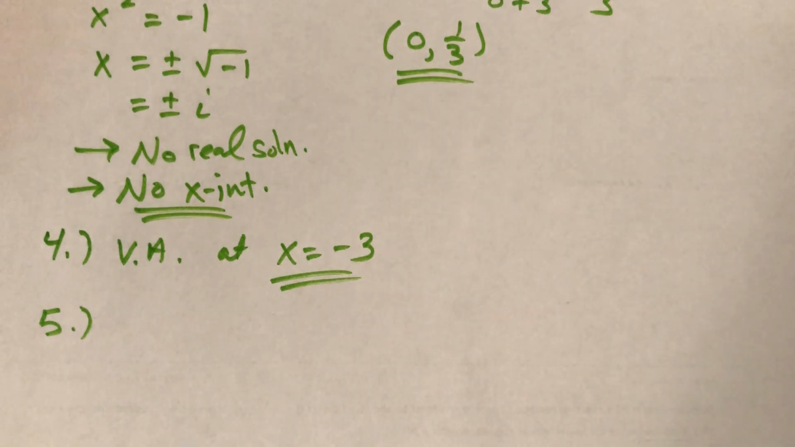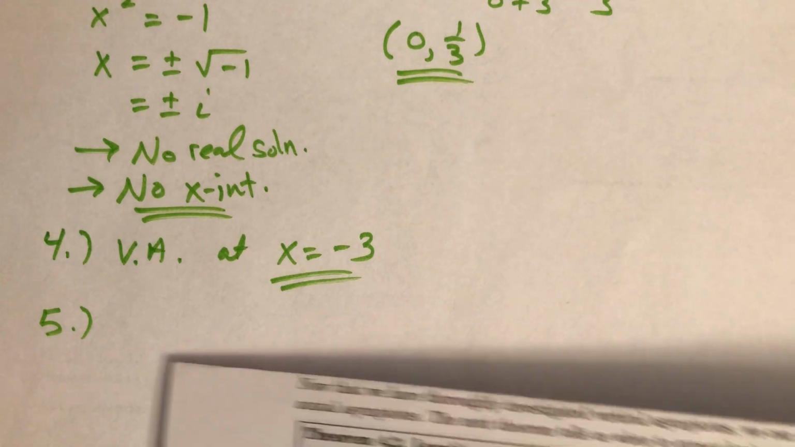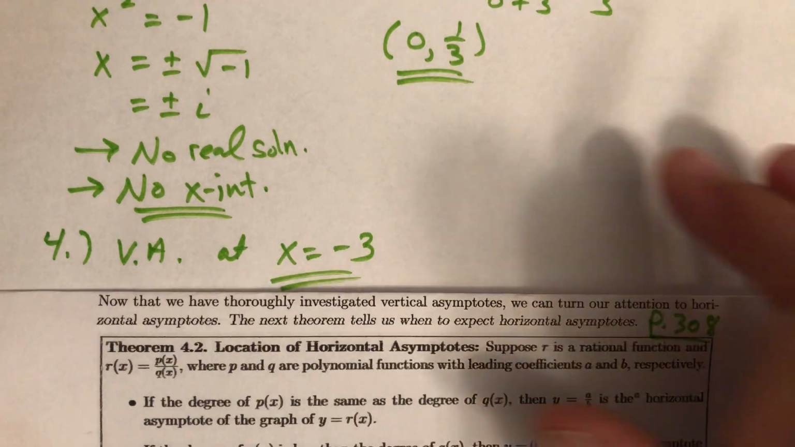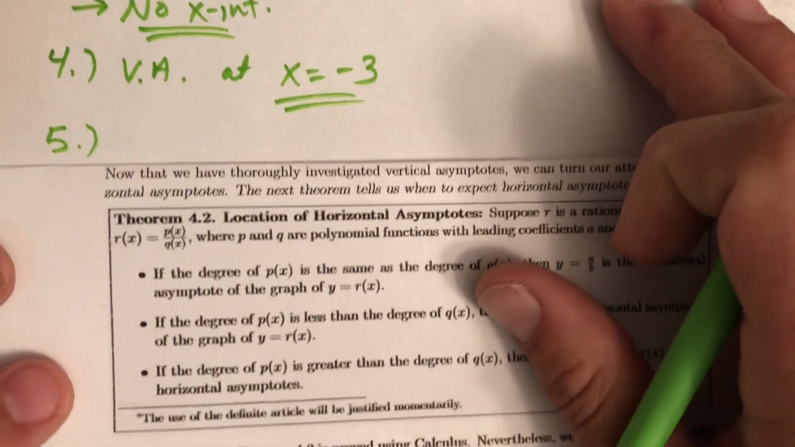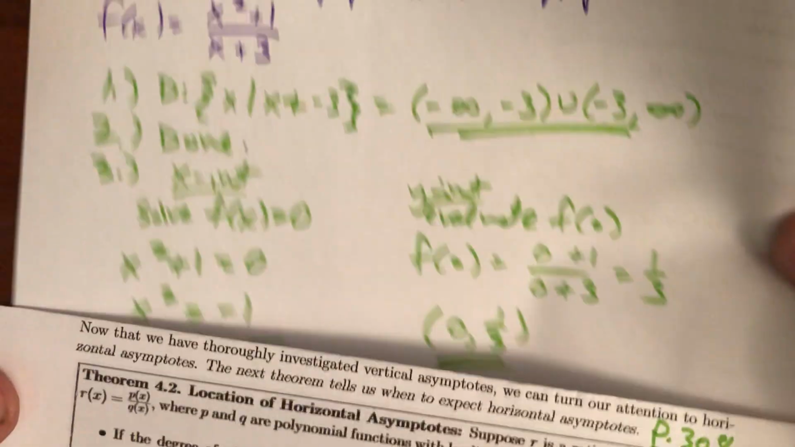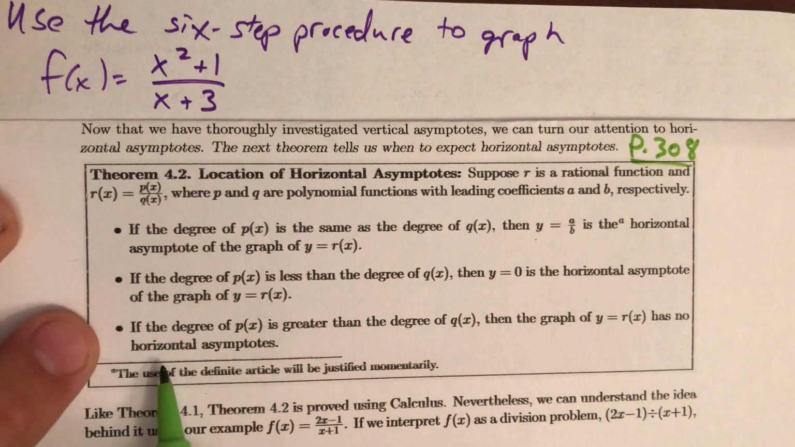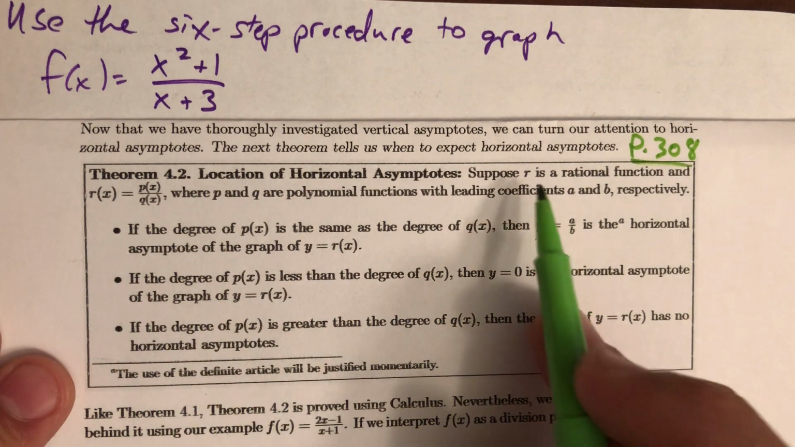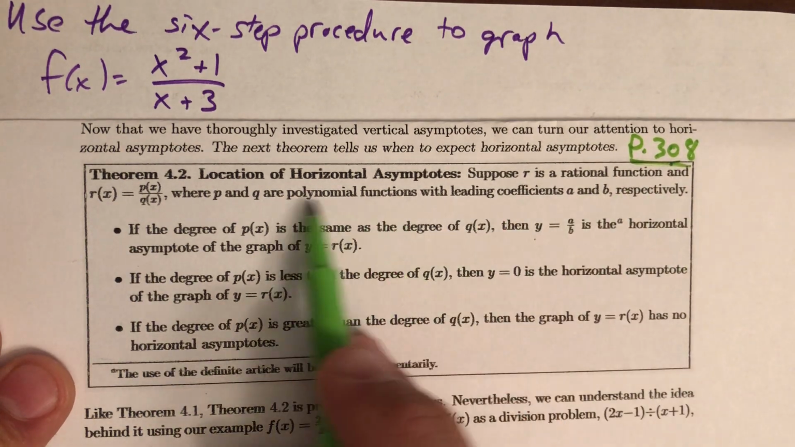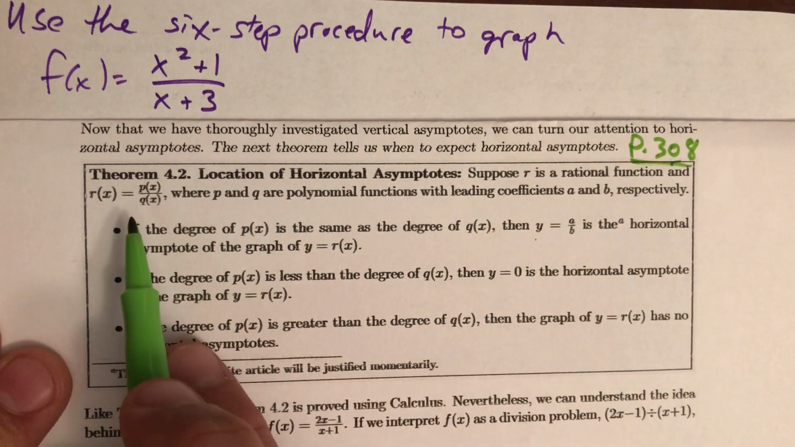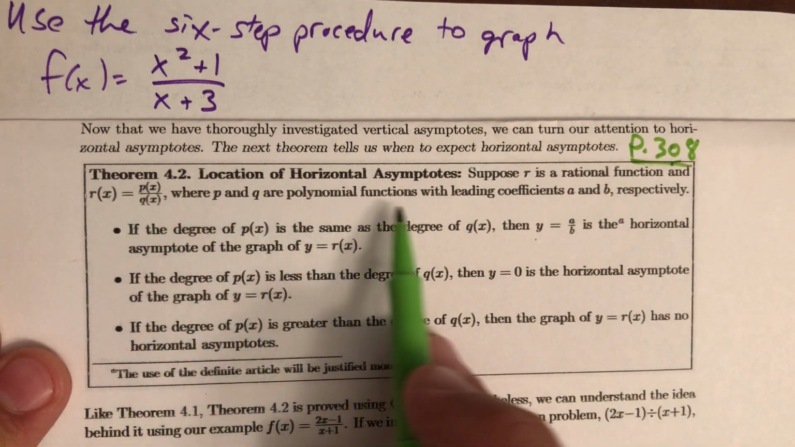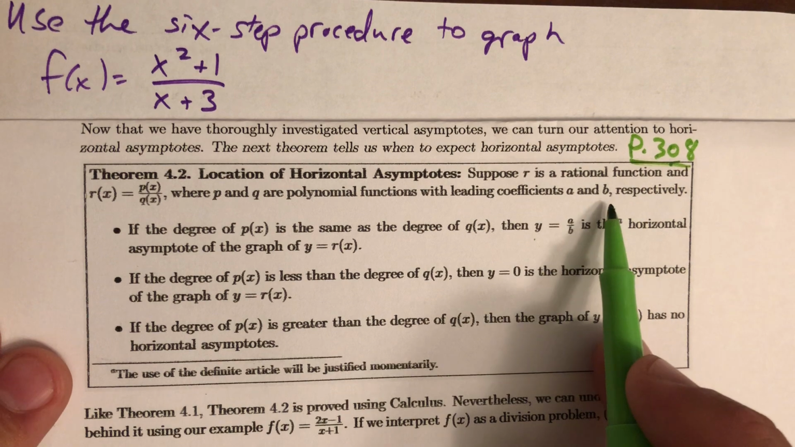So our end behavior, that's another way of saying find your horizontal asymptotes. So let's look at this horizontal asymptotes business. Well, let me get that function back up there. All right, so with this one, we've got 3 options, right? So we've got this page 308. So we have a rational function where we got a numerator and a denominator. Okay, leading coefficients are a and b.